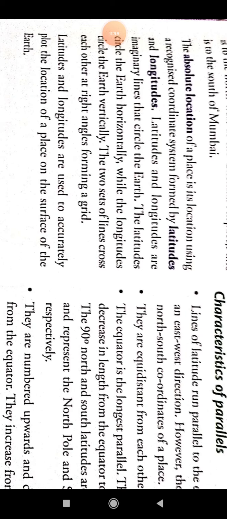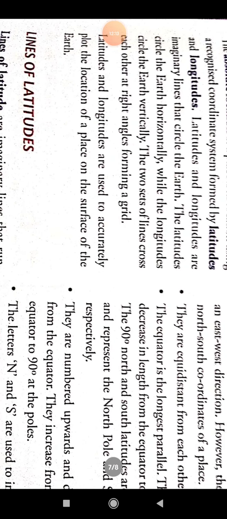Okay, what is a grid? When two sets of lines, the latitudes and the longitudes, crisscross each other at a right angle, that is called a grid. And the latitudes and longitudes are used to accurately plot the location of a place on the surface of the earth. Okay, now what is latitude?